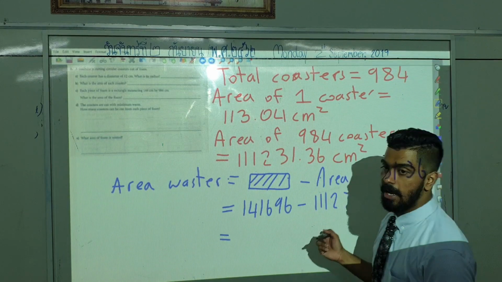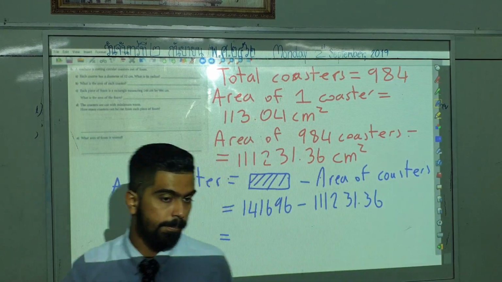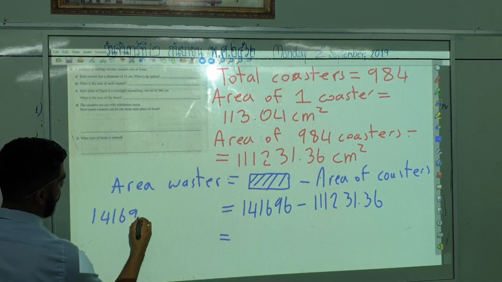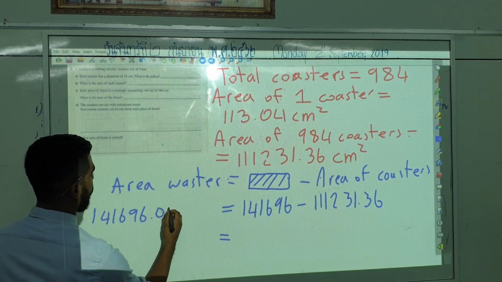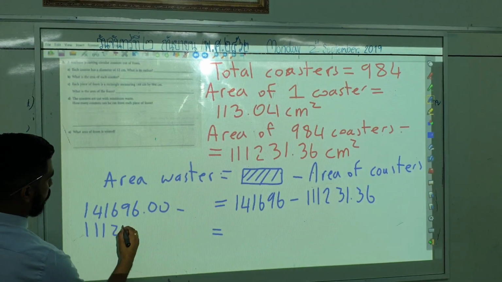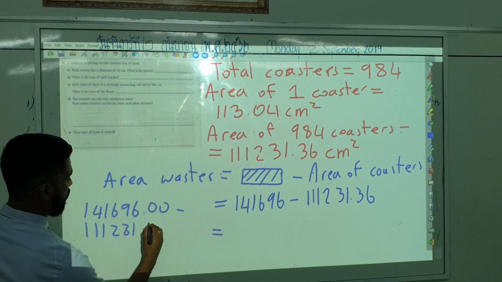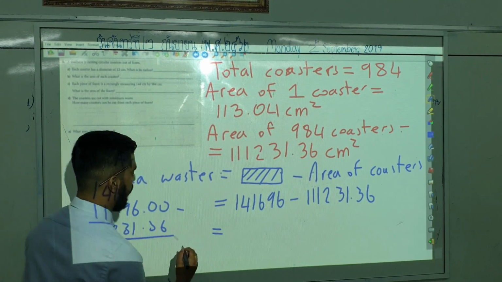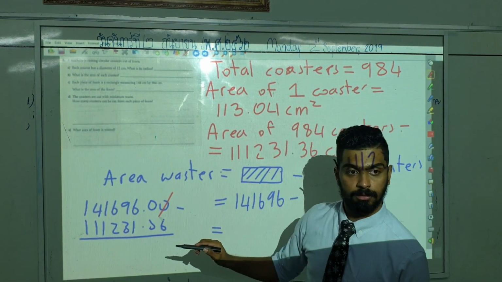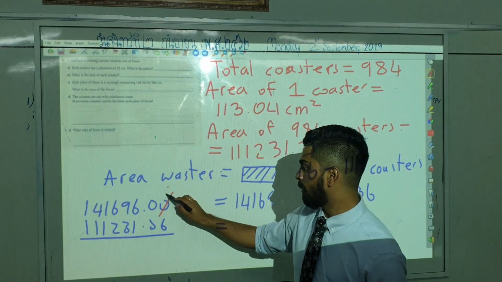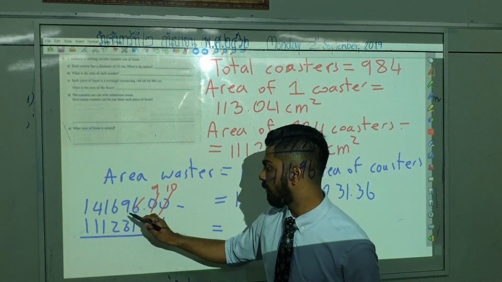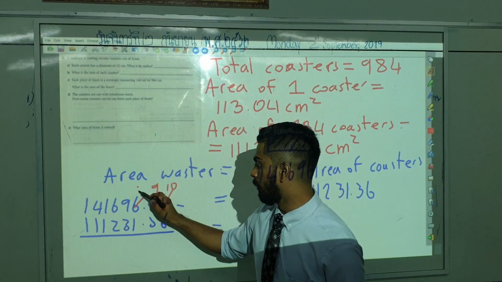Okay, let's do the subtraction. I would want someone to come. 141,696.00 minus 111,231.36. Alright, I'm sorry. So let me change the color. This will change to 10 and 9 and 5. Okay, and I don't think we need any more.